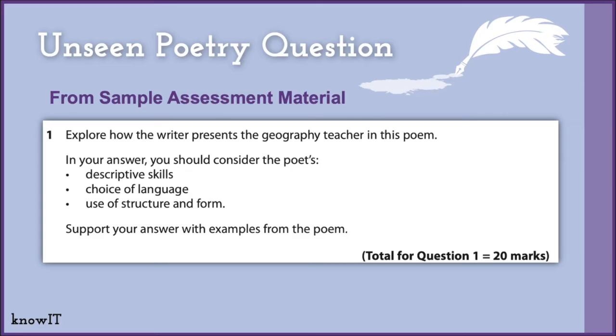So there's always a keyword in these types of questions. As you can see, the main thing to focus on in this question is how the writer presents the geography teacher. That's what you have to focus on. You don't have to analyze the poem in general. That's one mistake which many students make. You have to focus on the keyword or the main thing that the question is asking you, which is how the writer presents the geography teacher, nothing else. So that's for 20 marks in total, and let's move on to section B.